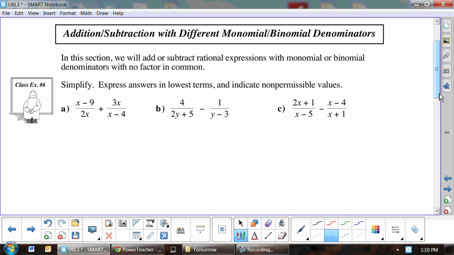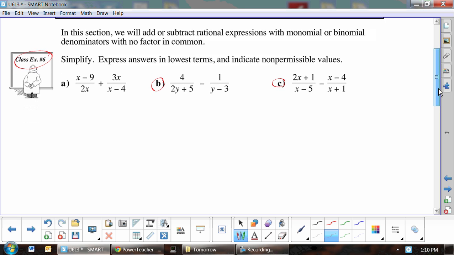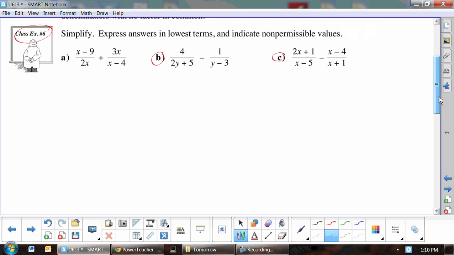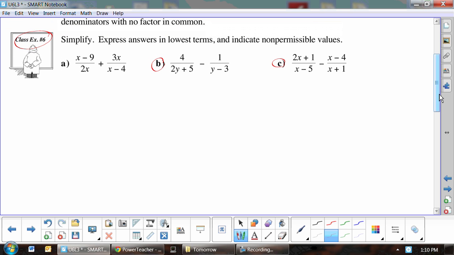Okay, so example number 6, we'll do B and C. So it's the same thing. They want us to find the non-permissibles and then simplify.